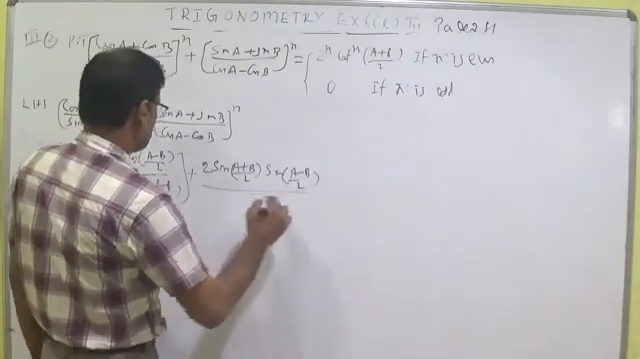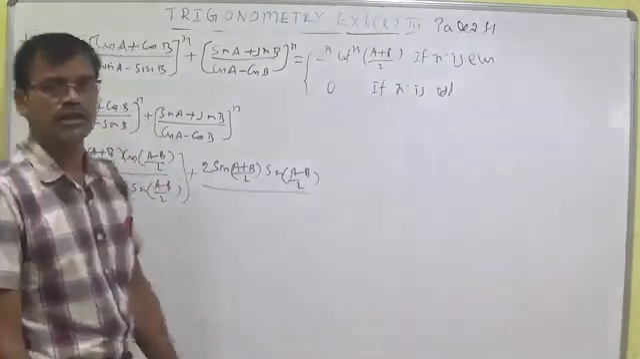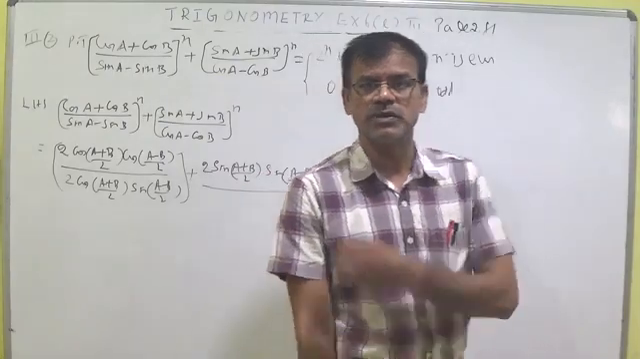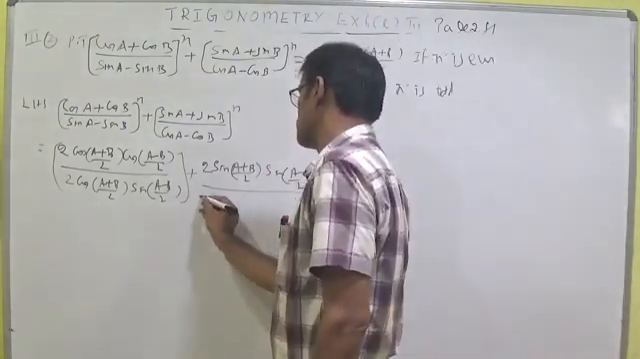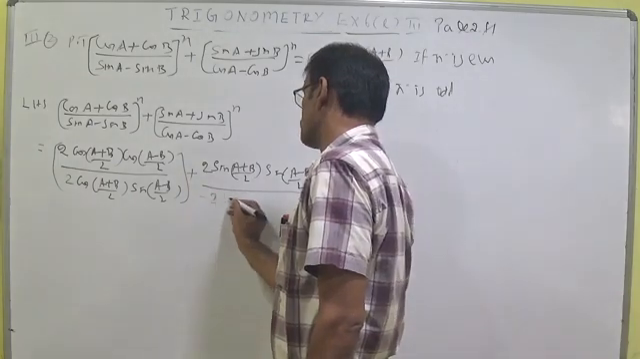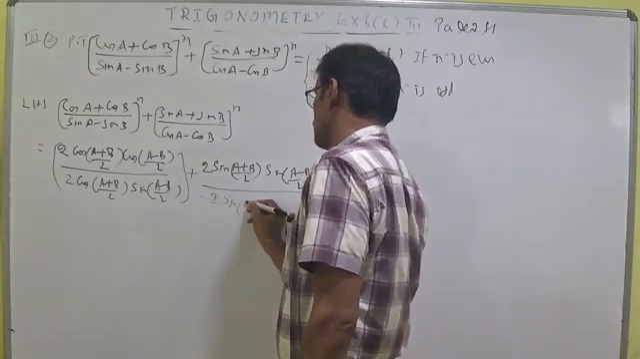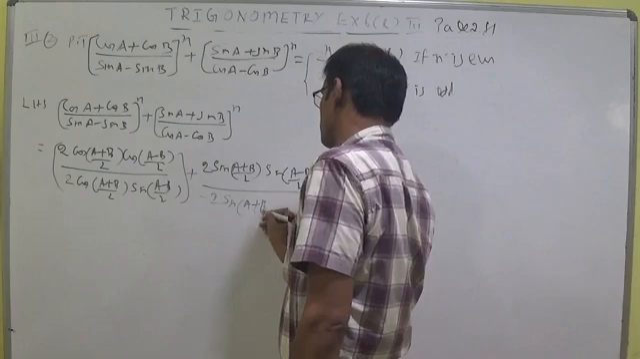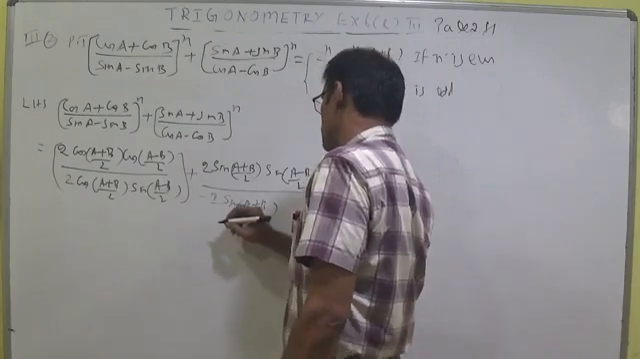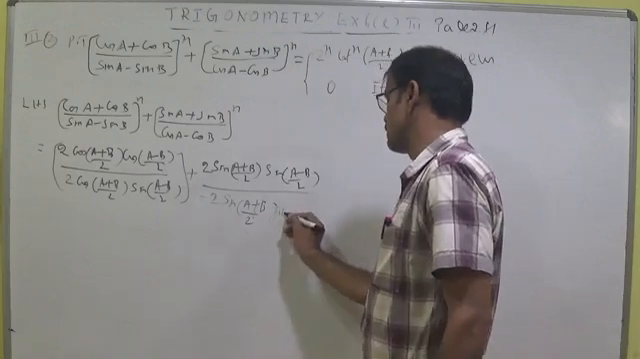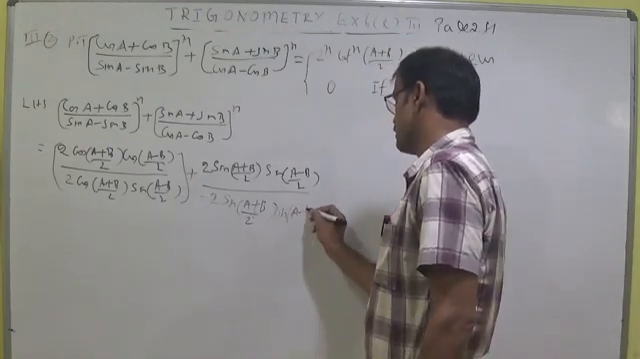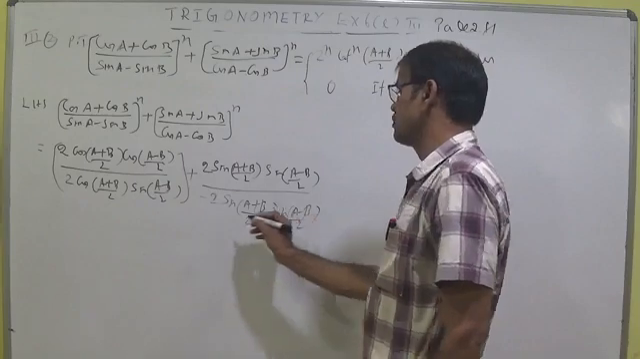Whole by cos C minus cos D formula: minus 2 sin (C plus D) by 2 into sin (C minus D) by 2. So here write minus 2 into sin of (A plus B) by 2 into sin of (A minus B) by 2.